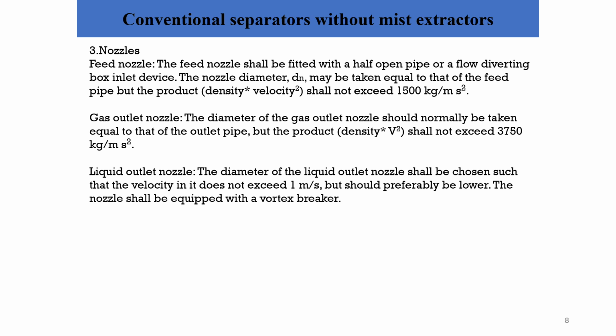Now the third major component of the conventional separator without mist is the nozzle, which has mainly three types: the feed nozzle, the gas outlet nozzle, and the liquid outlet nozzle. Normally we refer to the diameter of the nozzle as dn. For example, the feed nozzle can be taken as equal to the feed pipe diameter. So if you have a separator here, the size of the feed nozzle, which is this one, you can take it as the size of the feed pipe that's feeding the separator.